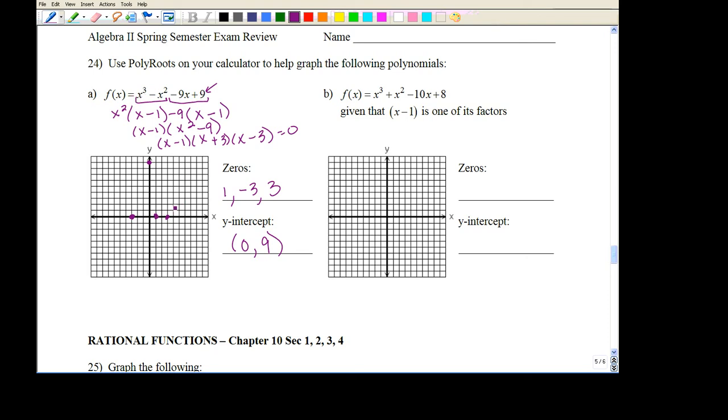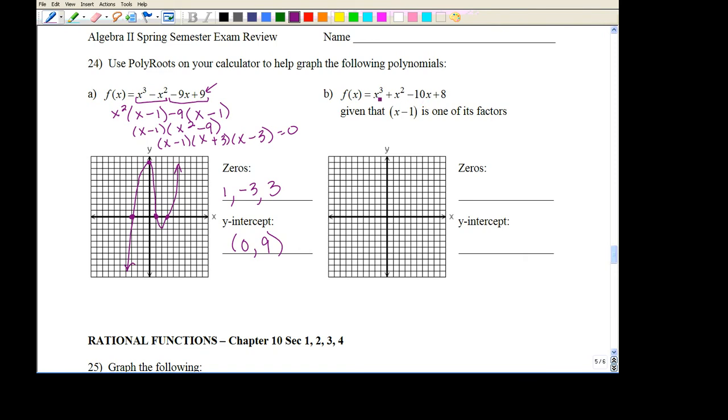The leading coefficient is positive, so that means the right side will go up. And because the degree is odd, that means the left side will do the opposite and go down. So if it's an odd degree, the arrows go in the opposite direction. And then from that point, we just go through all of our points that we have on the graph, and there you go. Okay, but for 24b, we have x cubed plus x squared minus 10x plus 8.